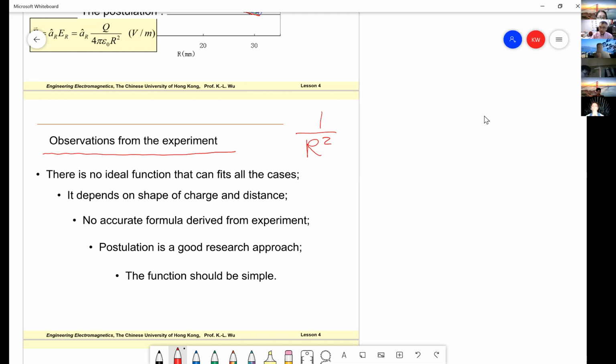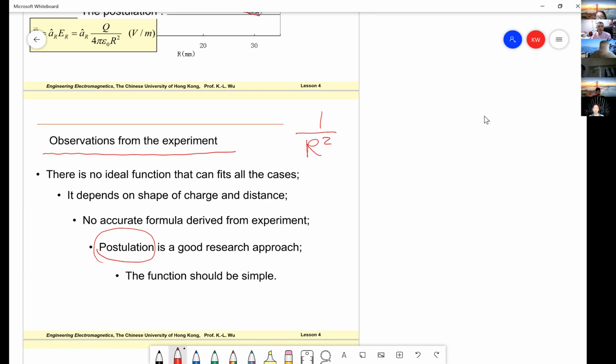So what we have to make is a postulation. What is a postulation? That English word is maybe not frequently used. What we frequently use is assumption. The word assumption is close to postulation, but essentially different. Postulation means it is an assumption, but we believe it is right. So this is a research methodology.